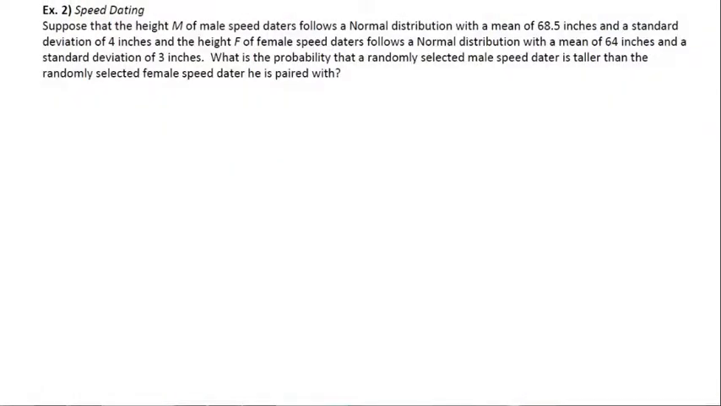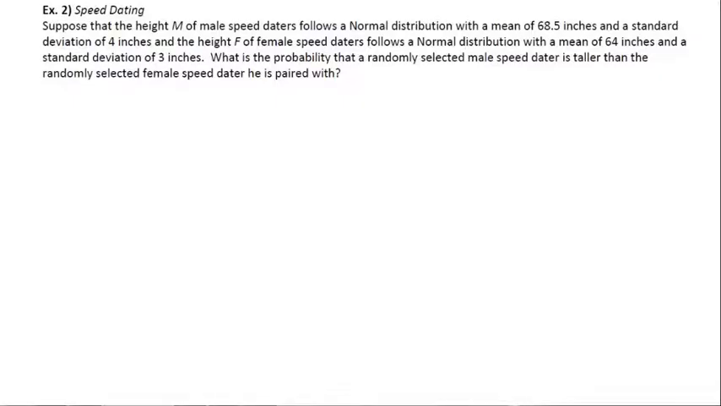All right, example 2 talks about speed dating. It says, suppose that the height m of male speed daters follows a normal distribution with a mean of 68.5 inches and a standard deviation of 4 inches. The height f of female speed daters follows a normal distribution with a mean of 64 inches and a standard deviation of 3 inches. What is the probability that a randomly selected male speed dater is taller than the randomly selected female speed dater he's paired with?